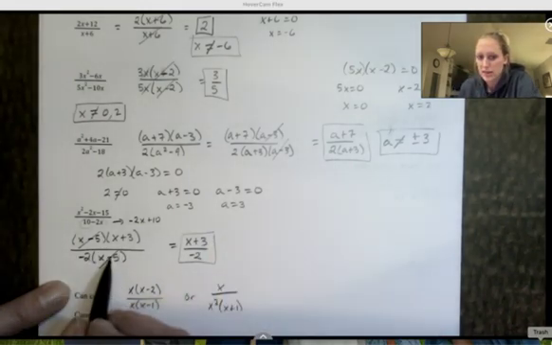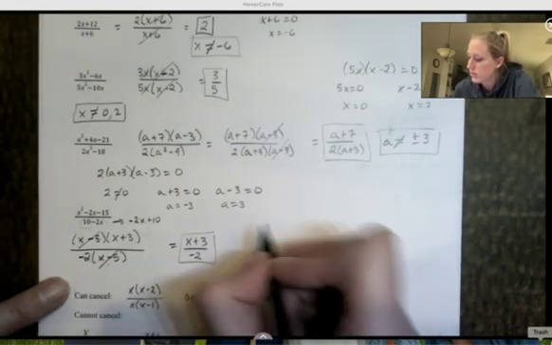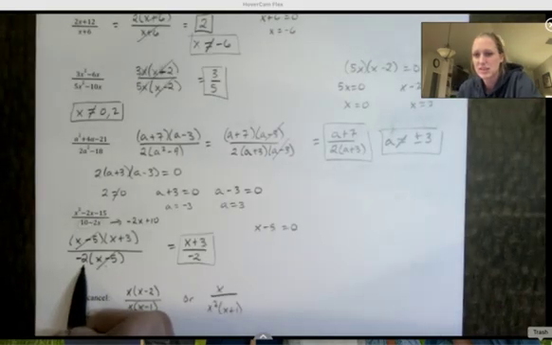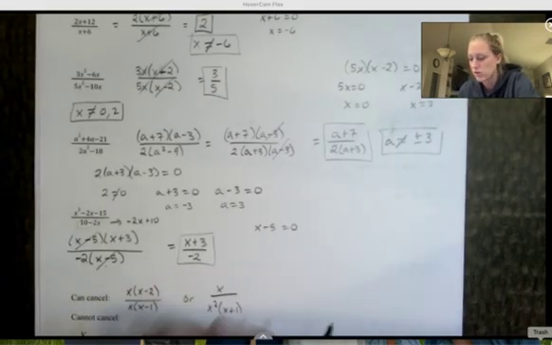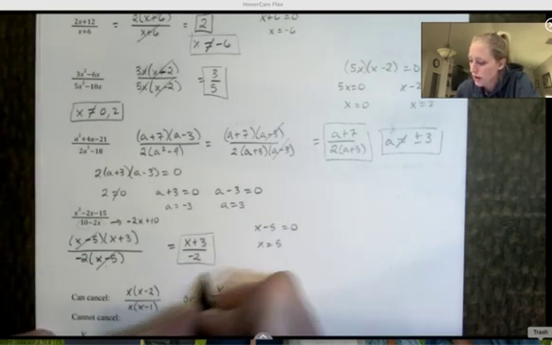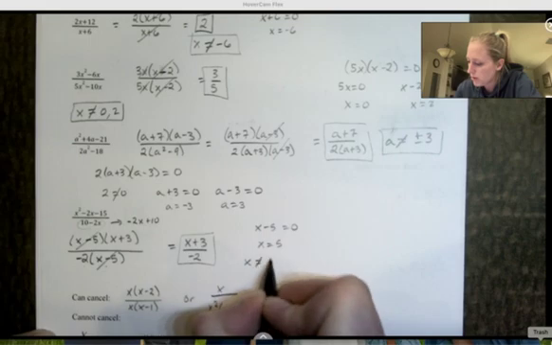Now, before I canceled, x minus 5 was in my denominator. So set that equals 0. Remember, you don't have to set negative 2 equals 0 because that's not going to solve anything. Negative 2 can't be 0. X equals 5. So x cannot equal 5.